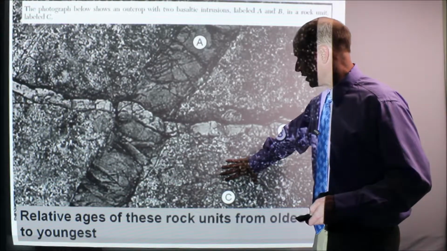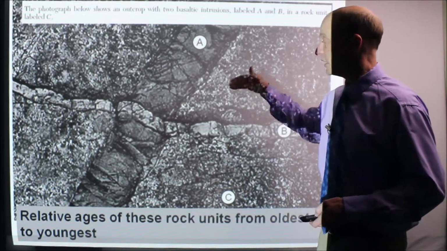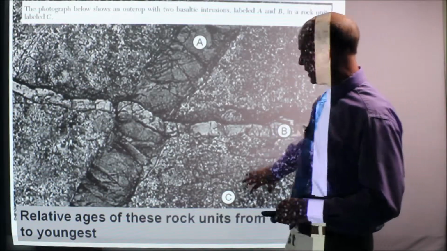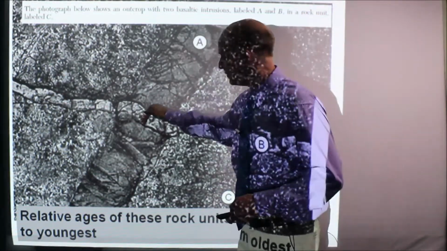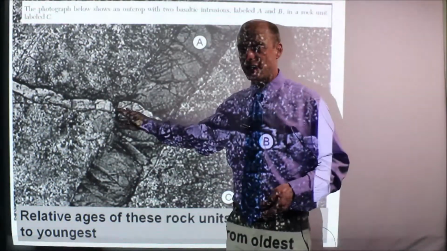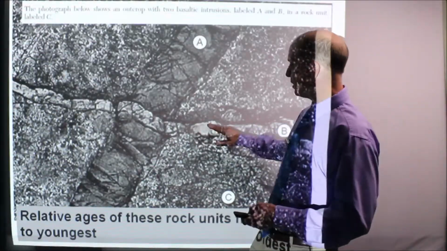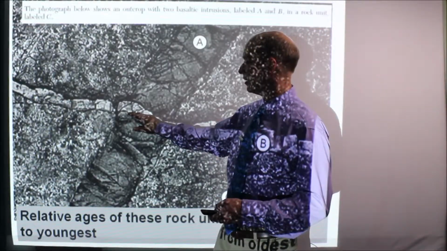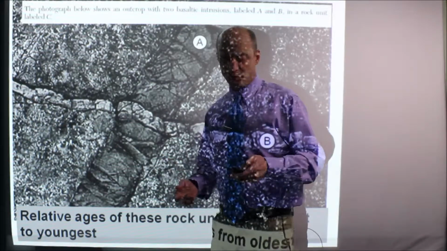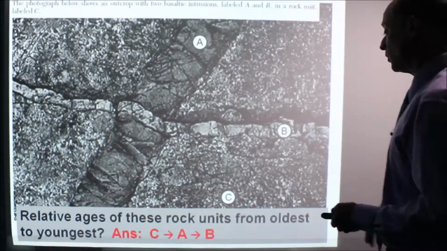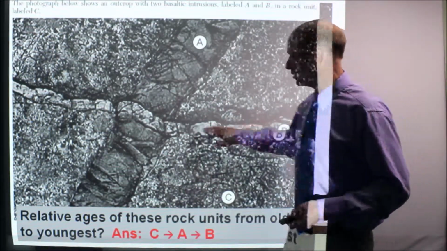Okay, so the oldest one is C. That's the basic rock unit, because A and B then cut into it. Now, you can see, C was there, A came next, and then B cut across A. So B is the most recent thing, and I know because you can see B cut across A. All right? So it's the principle of cross-cutting relationships, we call it. So C is oldest, then A, then B, because B cuts across A.